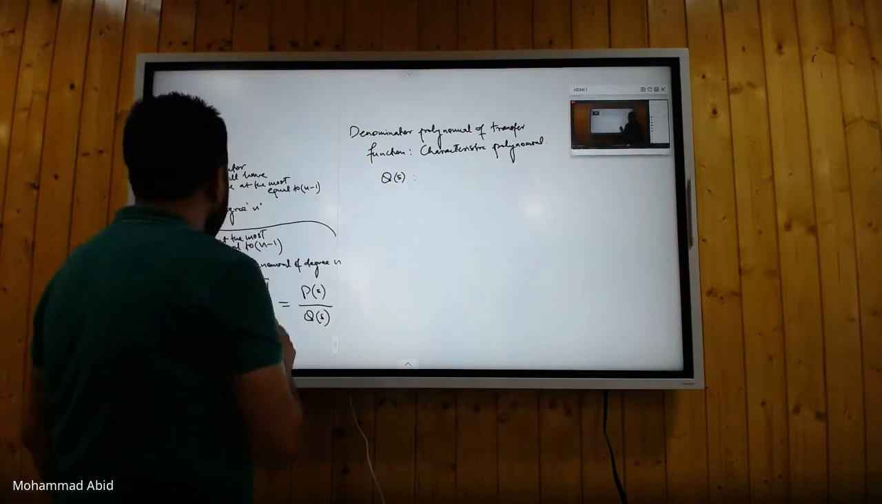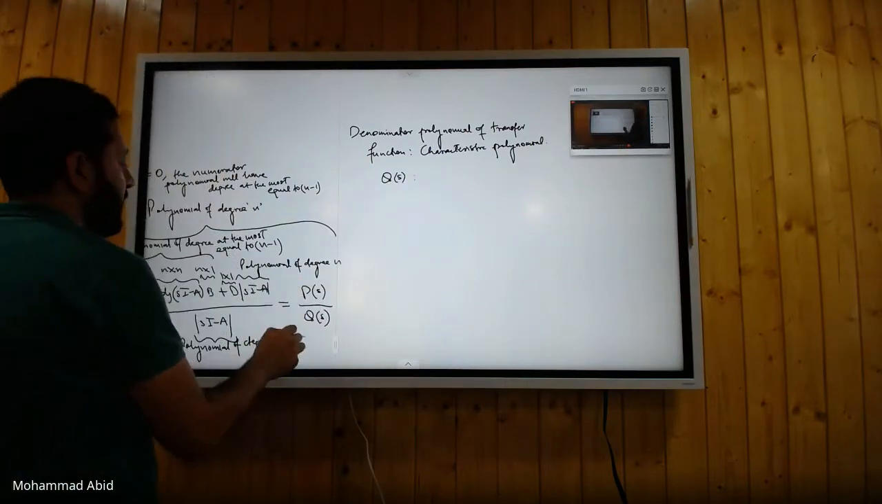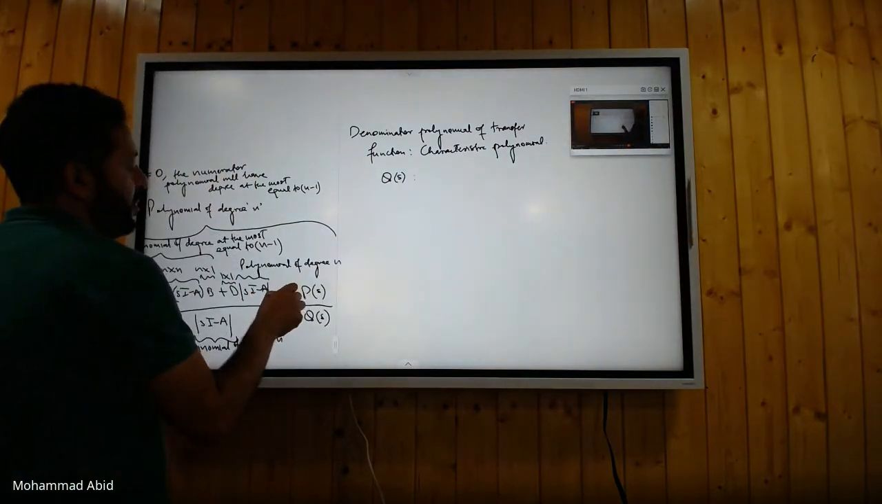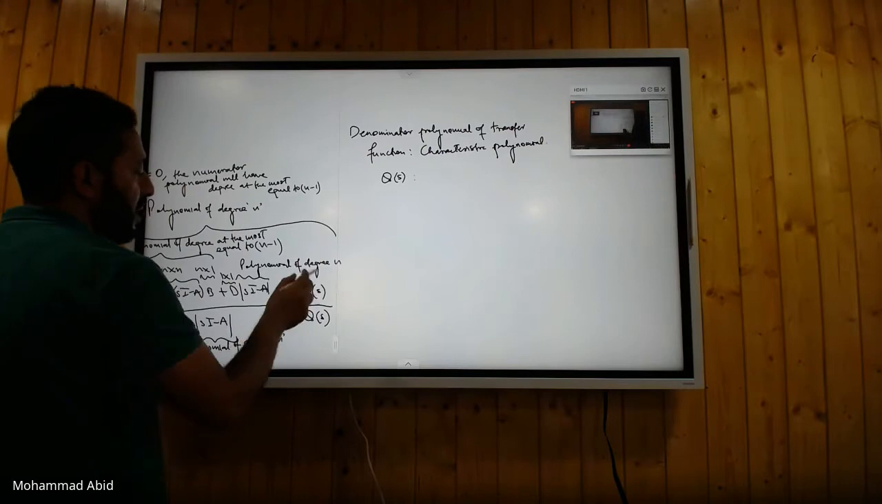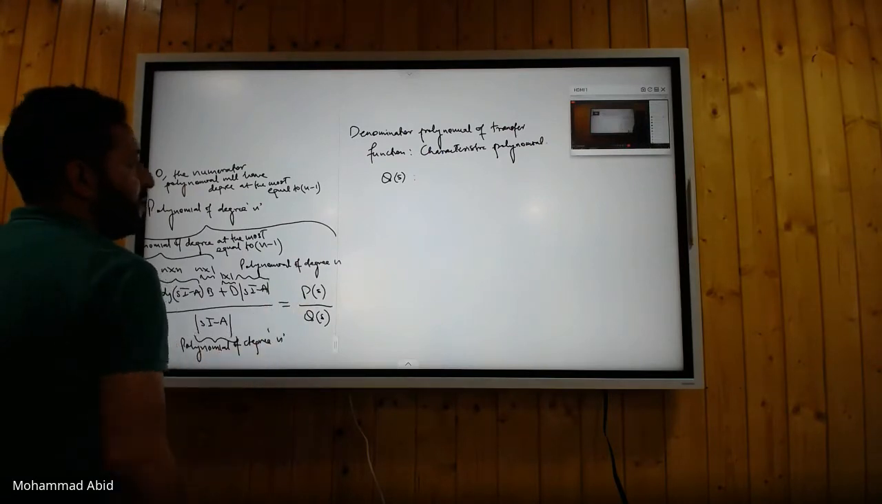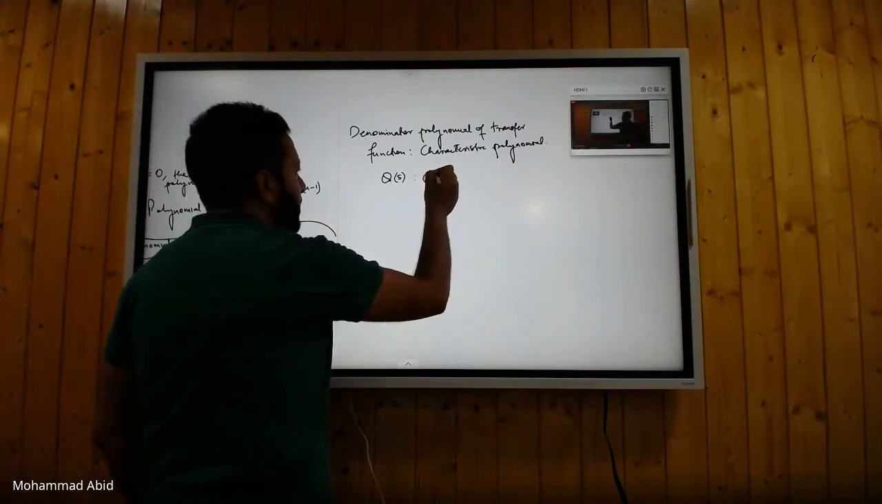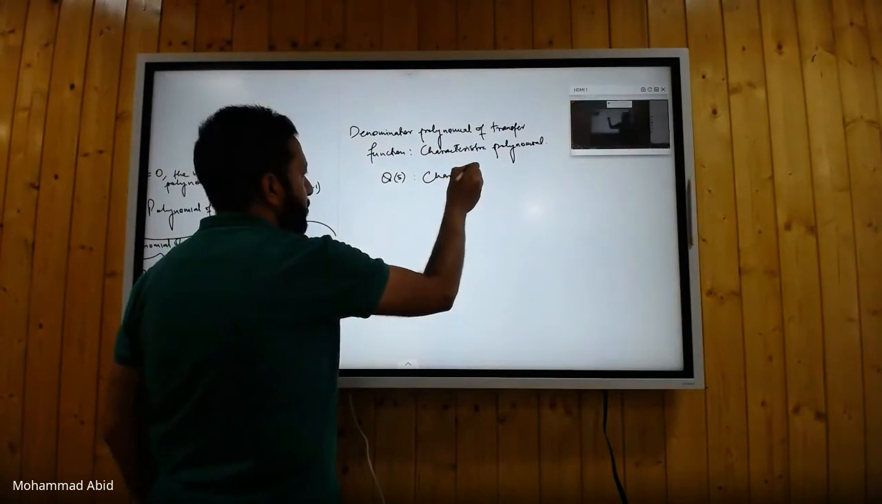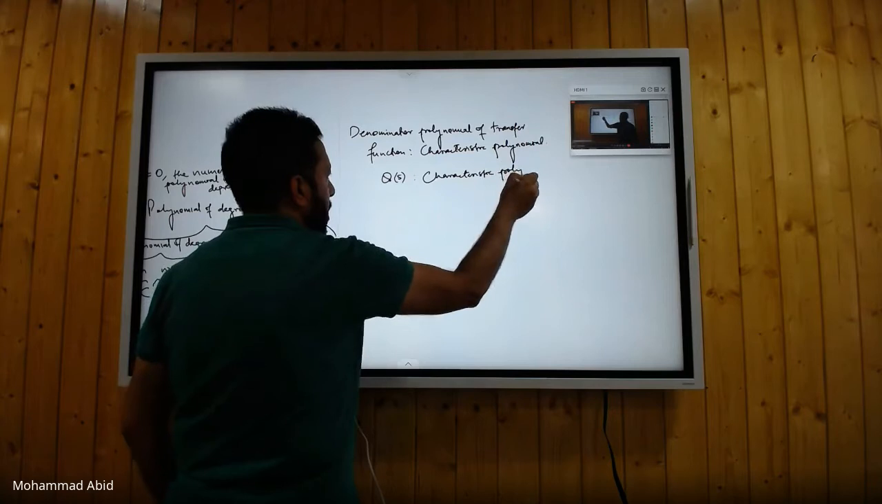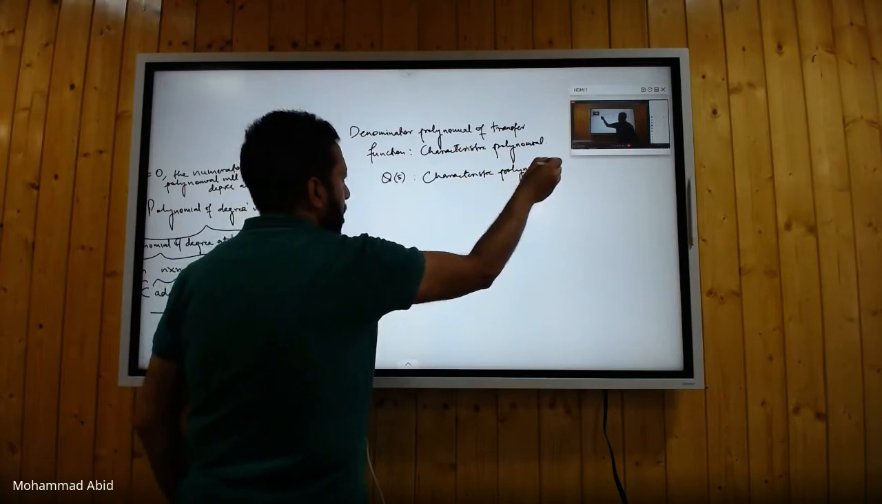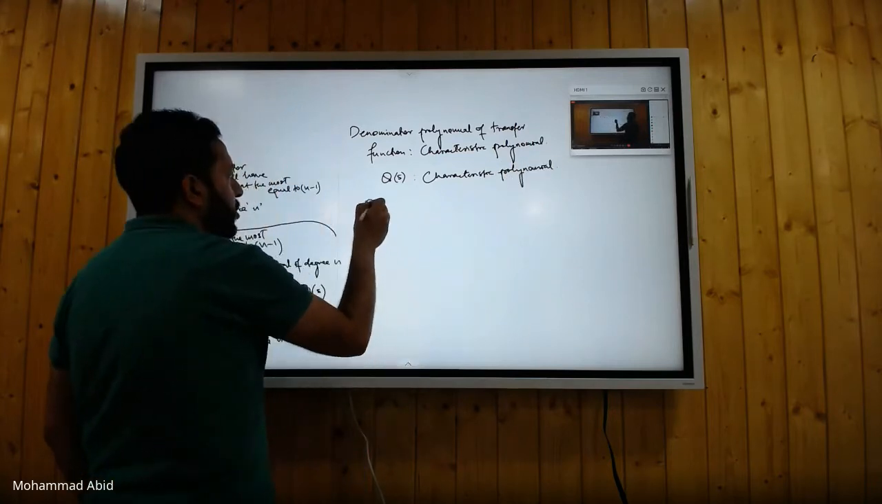This denominator polynomial, we have obtained this representation after fulfilling the condition of the transfer function, that maybe some factors in the numerator and denominator are cancelled out. After that, we have represented it as P(s) upon Q(s). So Q(s) is basically the characteristic polynomial. And Q(s) is equal to 0.